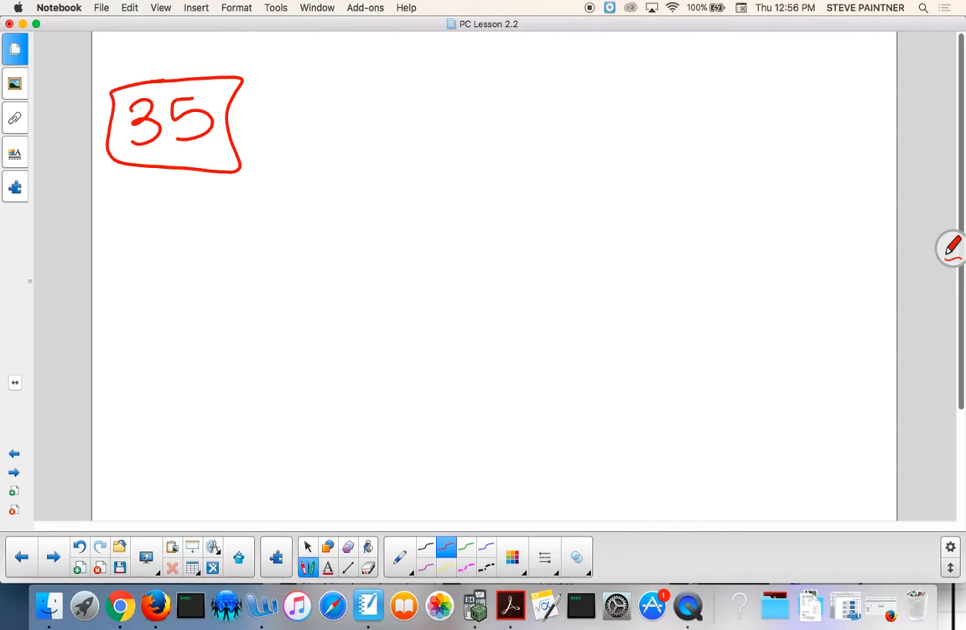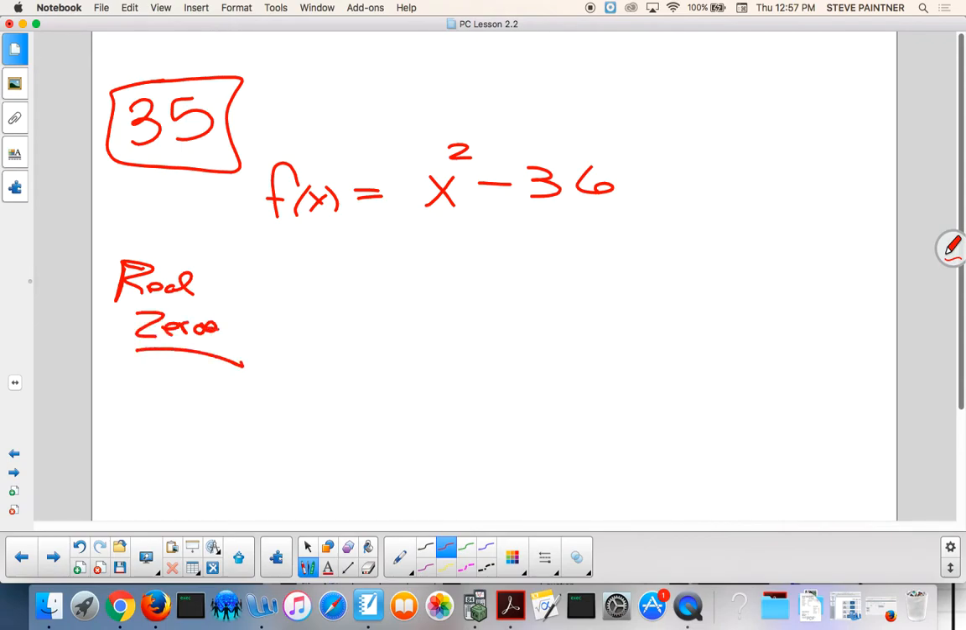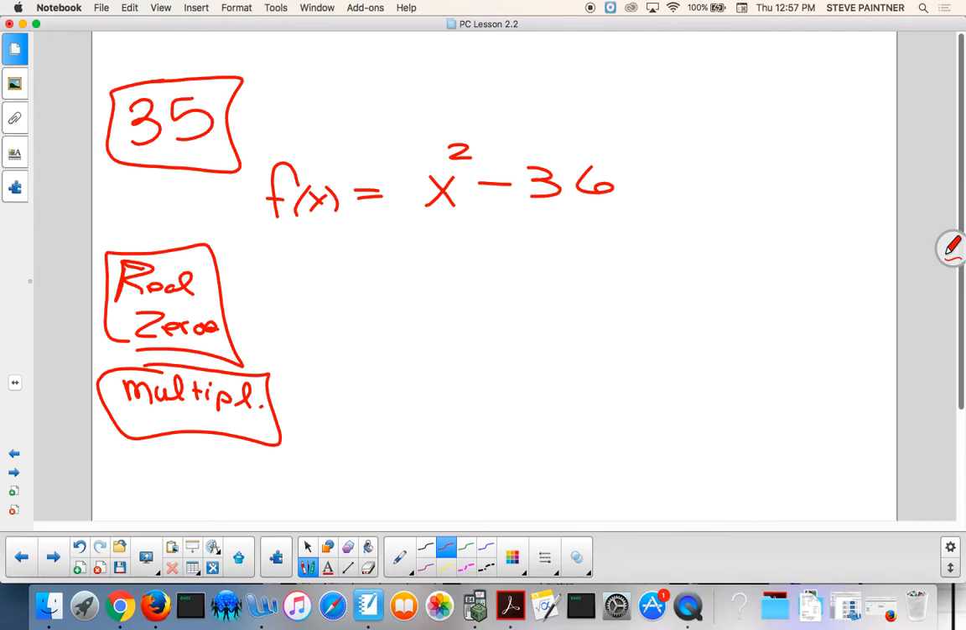F of x equals x squared minus 36. Okay. And what am I doing to this problem? Find all real zeros. Okay, find the zeros. Determine the multiplicity. Gotcha. Multiplicity. And then what? Graph. Okay. And the turning points. And how many turning points? Okay. How many turns does it take?